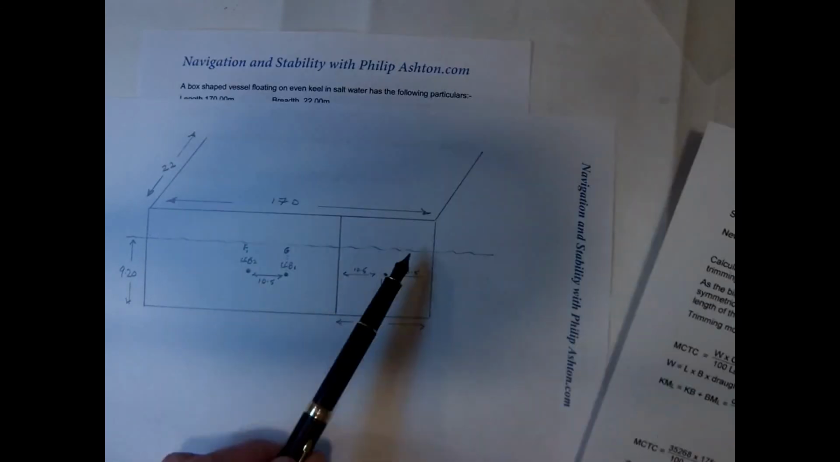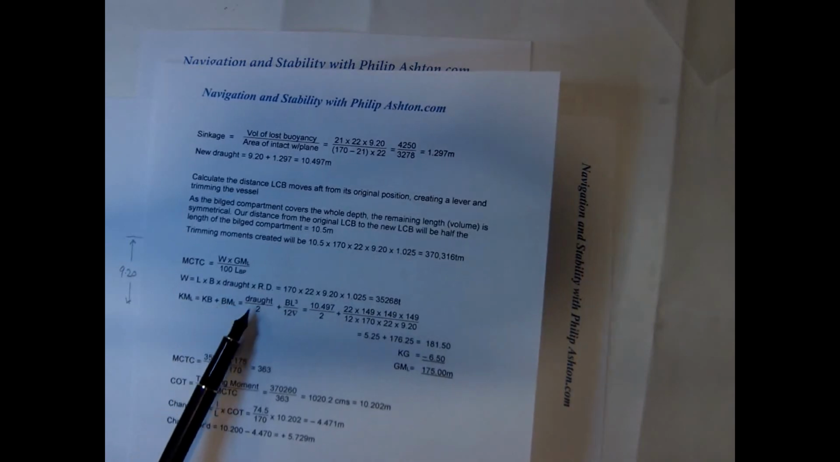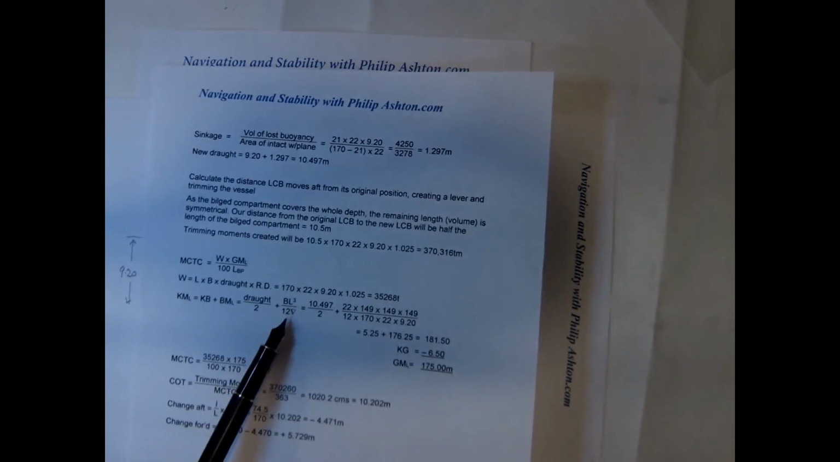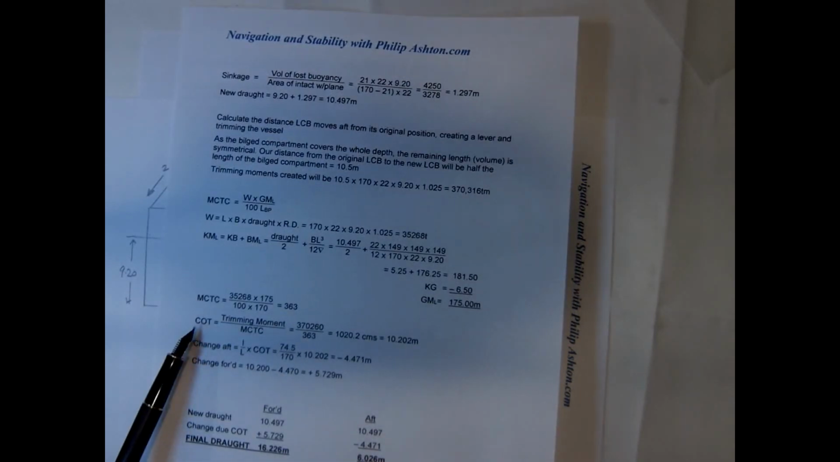Now we've got the trimming moments, we need the MCTC, and there's the formula. Obviously weight doesn't change, length doesn't change. We need the GML, which is KML minus KG. The KG doesn't change, so KM is KB plus BM. Now because we've lost this portion here, this part is symmetrical, therefore the KB is simply the draft divided by 2. And then BML is L cubed over 12V. So it's the usual formula there. We get our GML. Once we've got that, we can get our MCTC and get our trim.